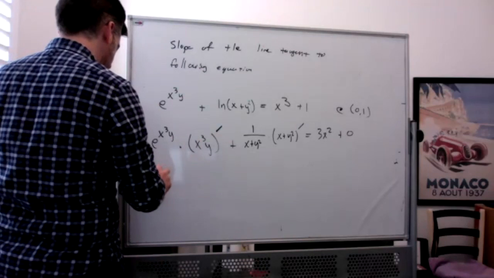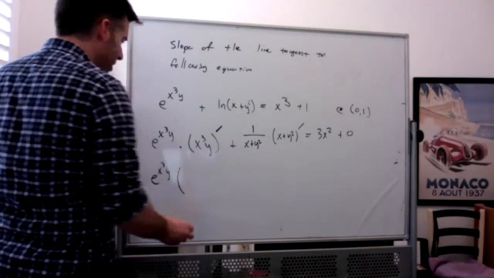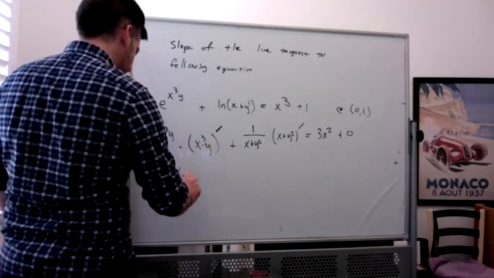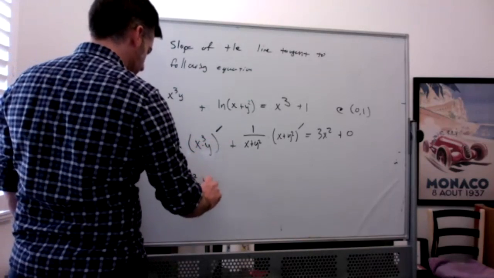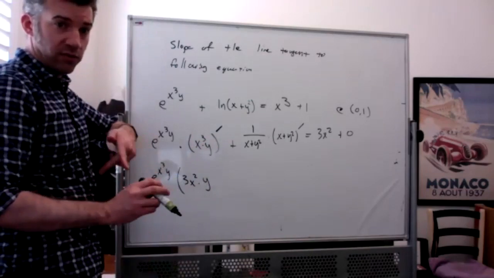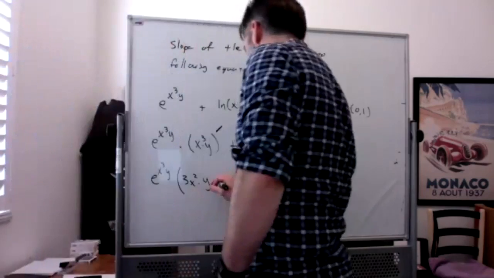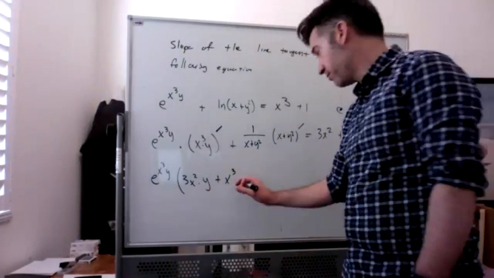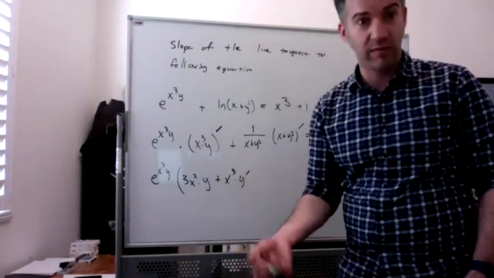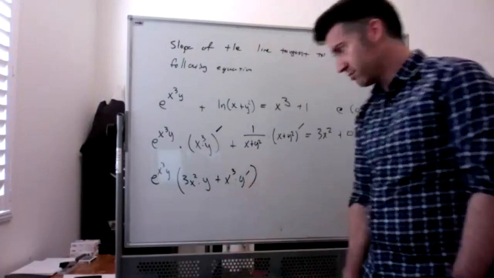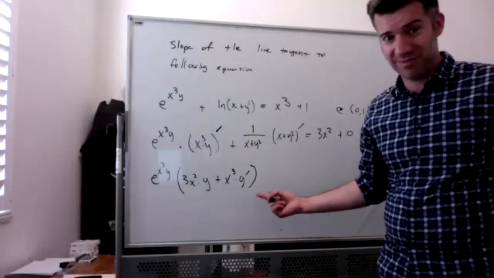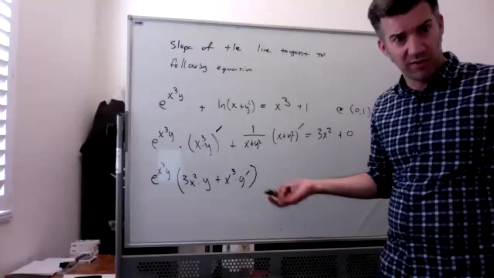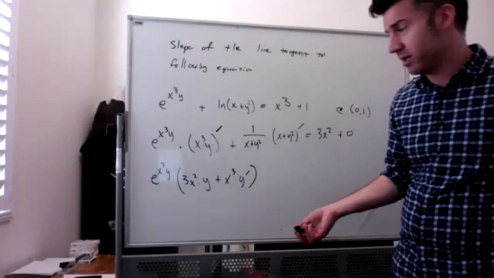We're going to get e to the x cubed y. The derivative of x cubed times y, we have to use the product rule. It's 3x squared times leave y alone, and then vice versa, right? Plus, now you leave x cubed alone, and you multiply by the derivative of y. And the derivative of y is just the derivative of y. I know it's kind of weird, but you're just finding y prime or dy dx.